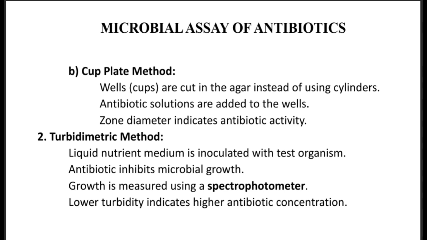Turbidimetric method. Liquid nutrient medium is inoculated with test organism. Antibiotic inhibit microbial growth. Growth is measured using a spectrophotometer. Low turbidity indicates higher antibiotic concentration.